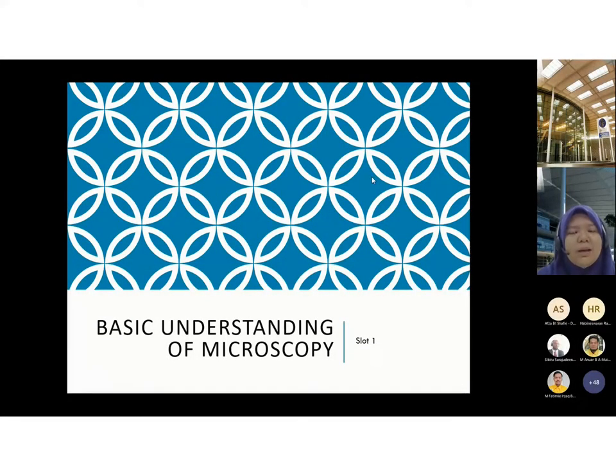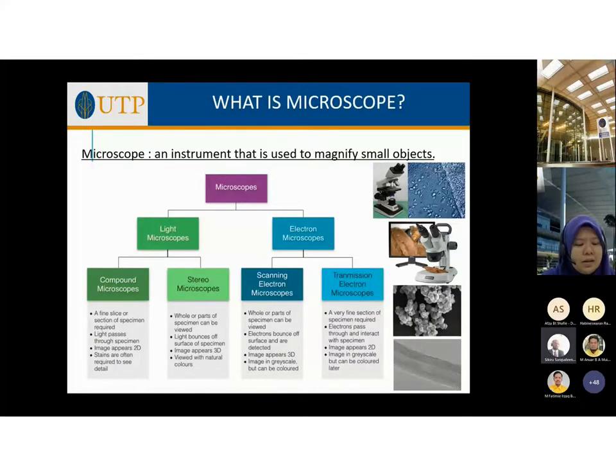So, welcome everyone to our very first CAL webinar. For the first topic for today is actually on basic understanding of microscopy. First of all, what is actually a microscope? I think most of us have been familiarized with the microscope since we were in secondary school. So a microscope is an instrument that is used to magnify small objects.